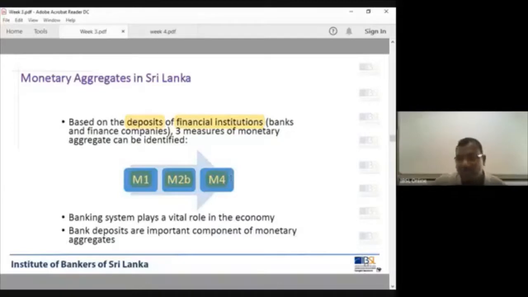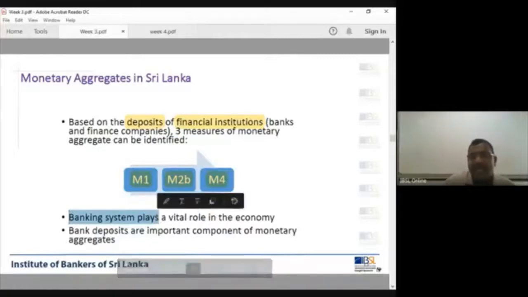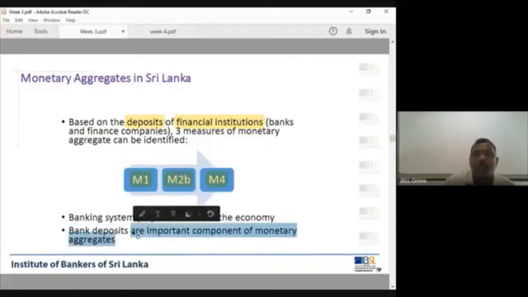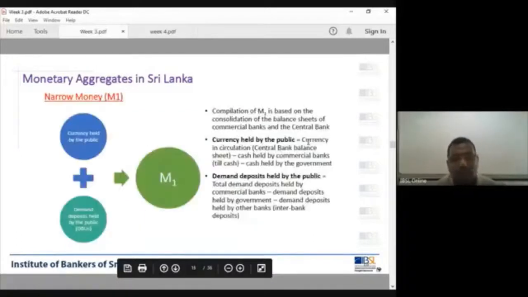So when we go to that slide, you will understand. So in that sense, the banking sector is playing an important role in the Sri Lankan economy, and their deposits are a very important component in monetary aggregates. So let's start with these definitions in the next slide. First one, M1.